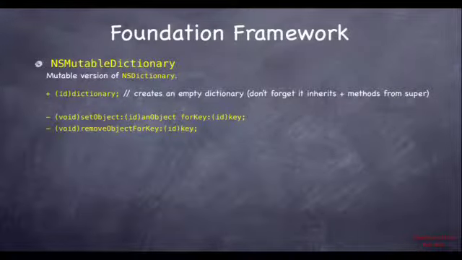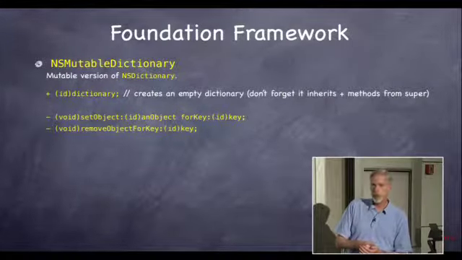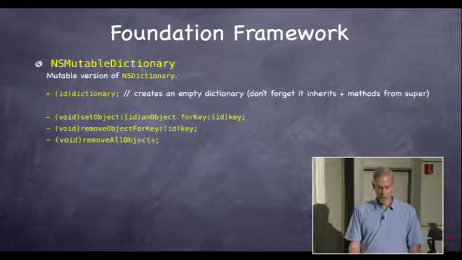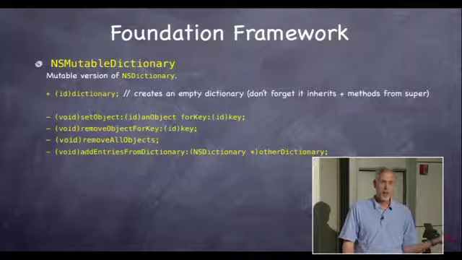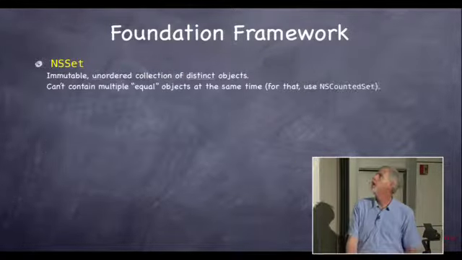NSMutableDictionary, if you create it with dictionary, adds the two methods setObject:forKey: and removeObject:forKey:, as you would expect. You can remove all the objects. If you have another dictionary, immutable or not, you can add all the entries into it exactly as you would expect.